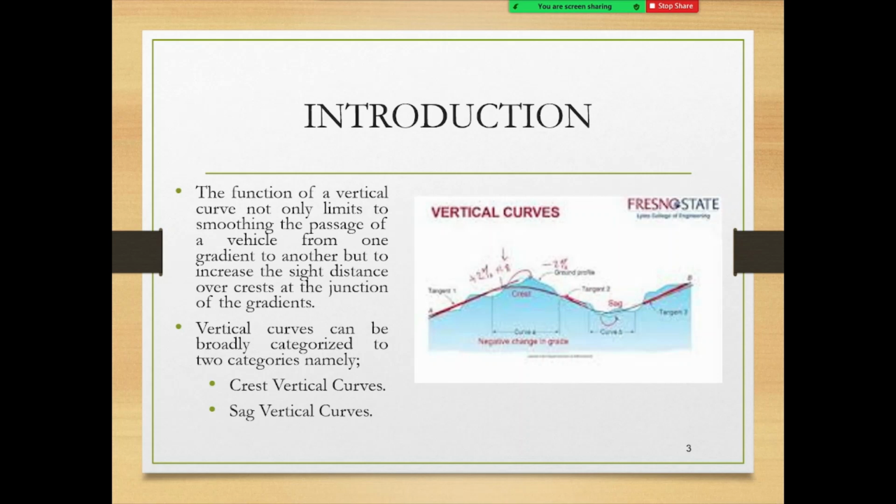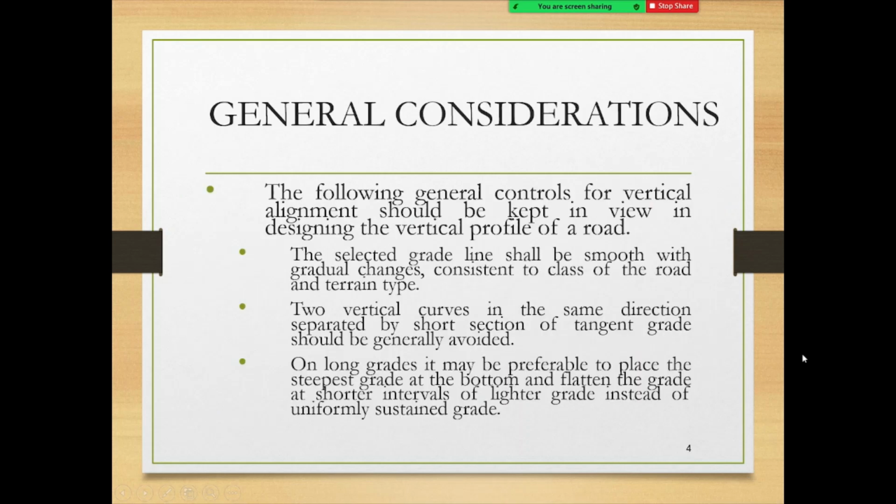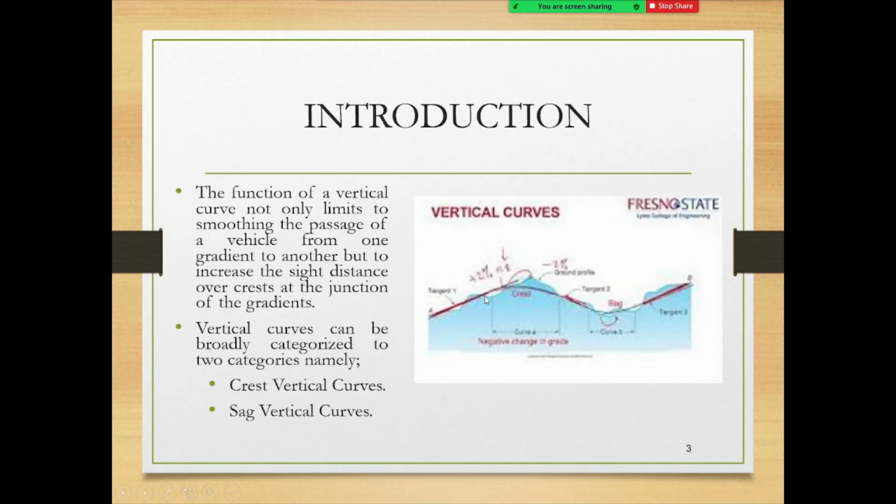The function of a vertical curve is not only limited to smoothing the passage of a vehicle from one gradient to another, but to increase the sight distance over a crest at the junction of the gradients, right? Then vertical curves can be broadly categorized into two categories, namely crest vertical curves and sag vertical curves. What is crest and sag? This is crest, this is sag, and we are going to discuss them in detail.